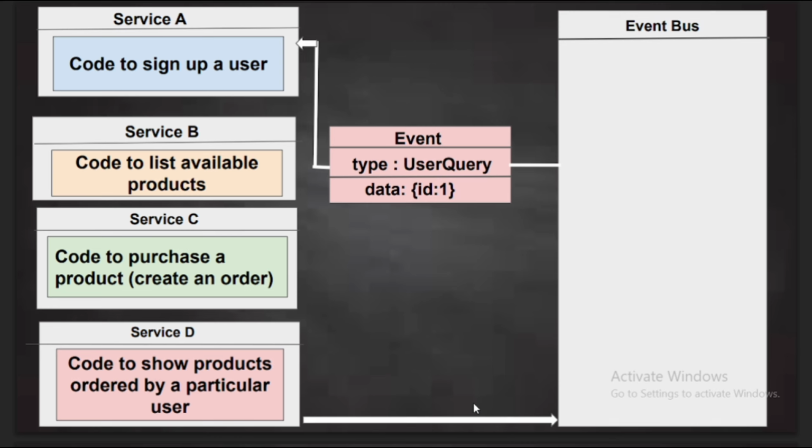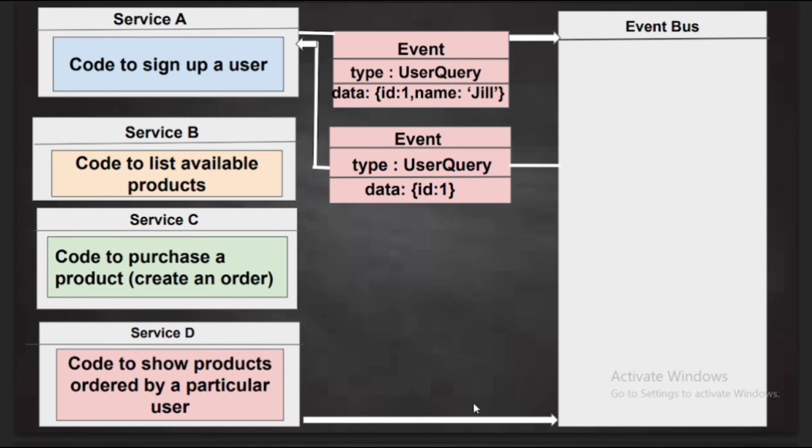Service A might see this event come in. It might say someone is trying to look up some information about a user. Service A could then look up information about the user with ID number 1, and then to respond and get some information back over to service D, service A could emit a new event. It could emit an event over to the event bus, with a type of something like user query and data of ID 1 and name ZIL.